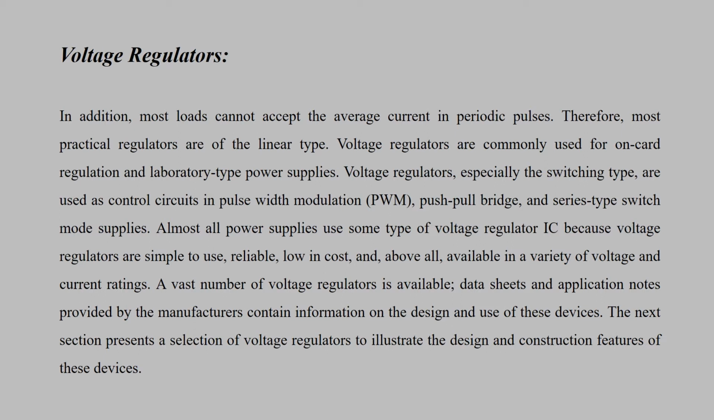Almost all power supplies use some type of voltage regulator IC because voltage regulators are simple to use, reliable, low in cost and available in a variety of voltages and current ratings. A vast number of voltage regulators are available. Their data sheets and application notes are provided by the manufacturers and contain information on design and how to use the device. The next session presents a selection of voltage regulators to illustrate the design and construction features of these devices.